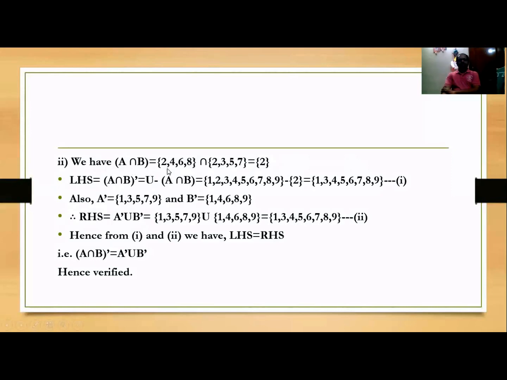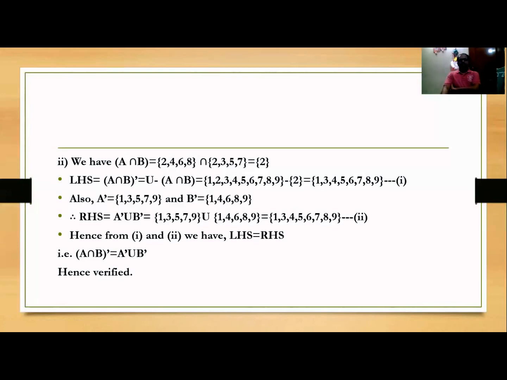What are A and B? A is 2, 4, 6, 8. B is 1, 2, 3, 5, 7. Take their intersection. So intersection is again the set of common elements in both the sets. So A and B contain the common element 2. Hence the intersection of these two sets will be a singleton set, 2 only. Correct?